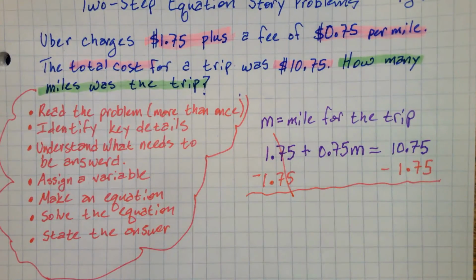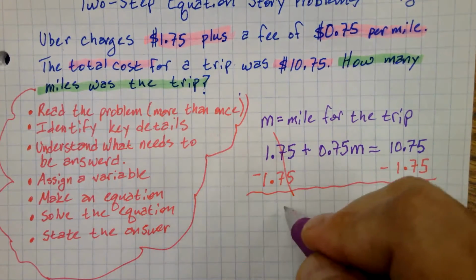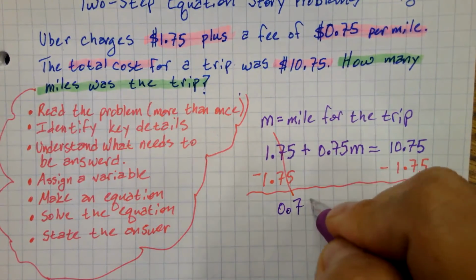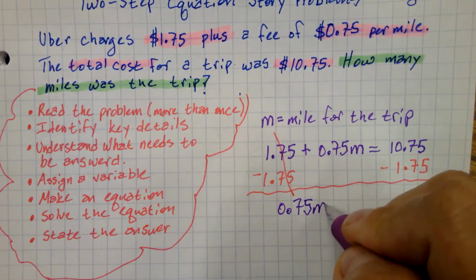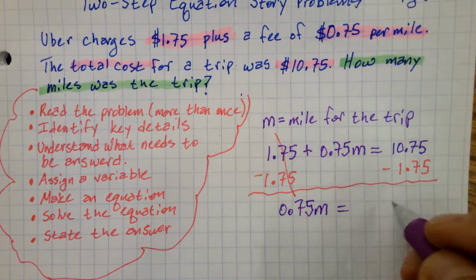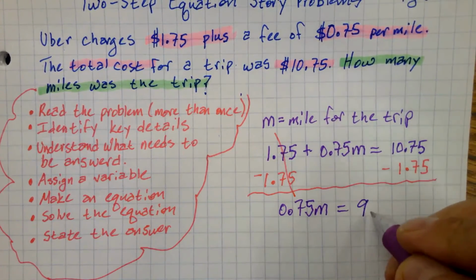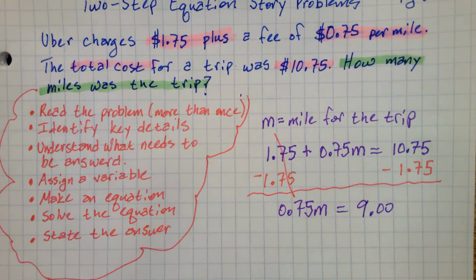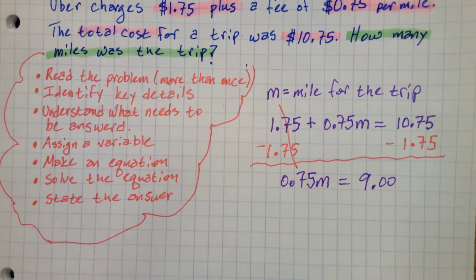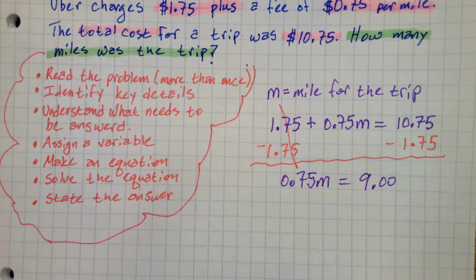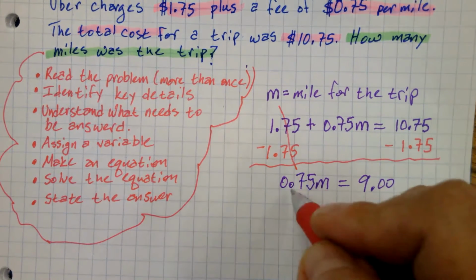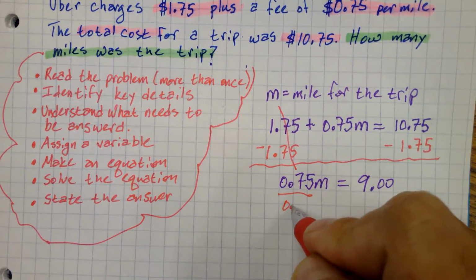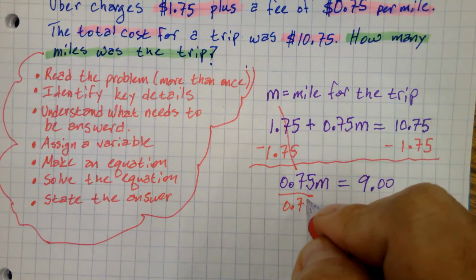Let's cancel that out. And that gives us 0.75M equals 9.00. Okay. Let's get rid of that 0.75. It's being multiplied, so guess what I have to do? Divide. So write this down.